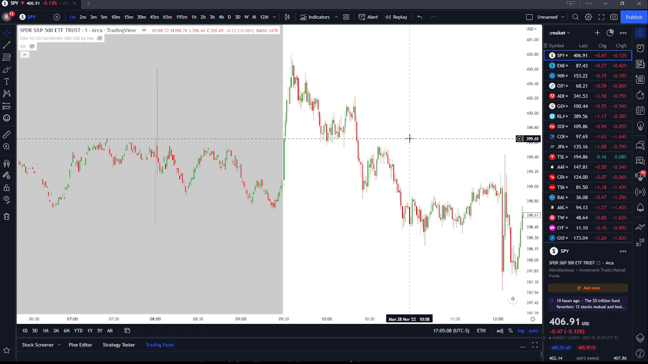We're going to start with Monday, November 28th, 2022, and we're going to discuss the trading week from November 28th all the way till December 2nd, so you understand what's going on.